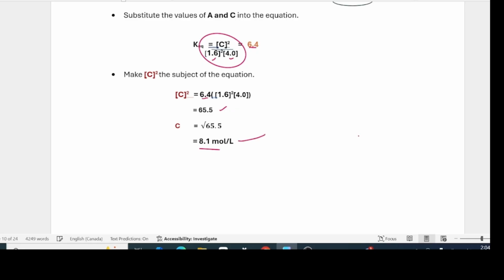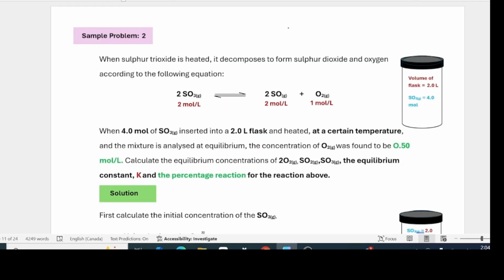In sample problem 2, we were told that when sulfur trioxide is heated, it decomposes to form sulfur dioxide and oxygen according to this chemical equation. Here we are seeing 2 moles per liter of that decomposing to give you a corresponding number of moles per liter of sulfur dioxide and 1 mole per liter of oxygen.